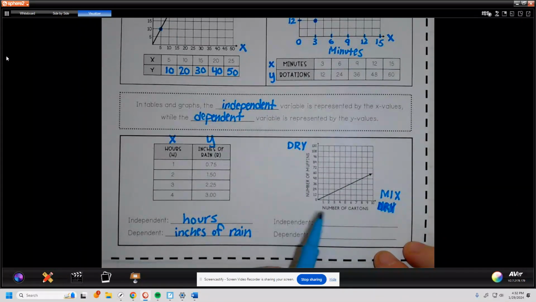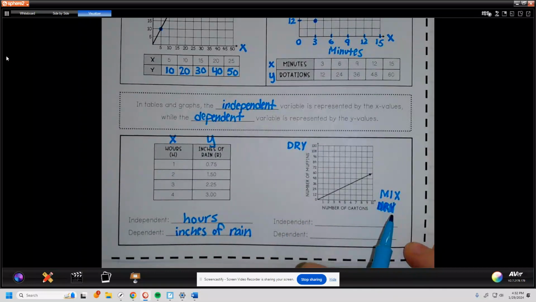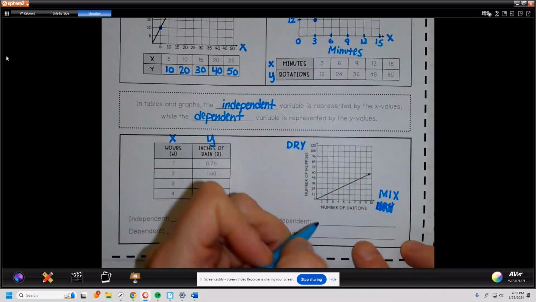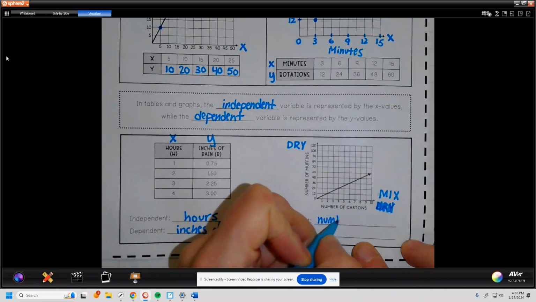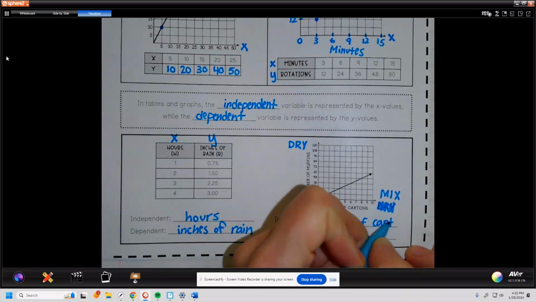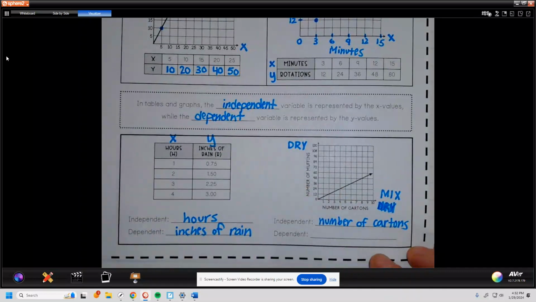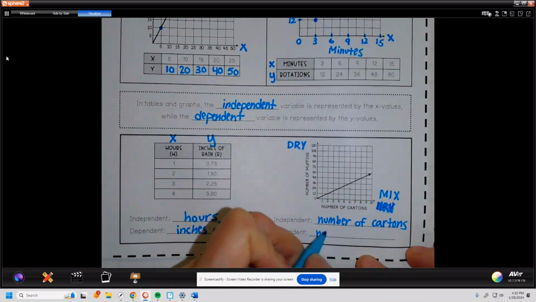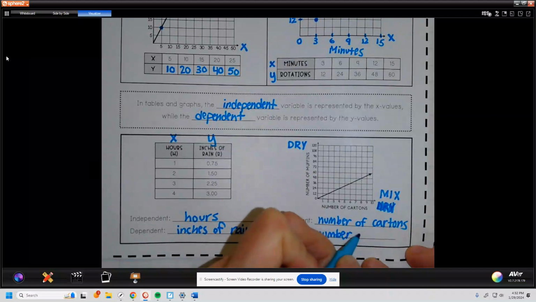All right, so over here, if I'm looking for the independent variable, I'm looking for mix. So on the x-axis, that's my independent. Number of cartons. That means dependent is number of muffins.